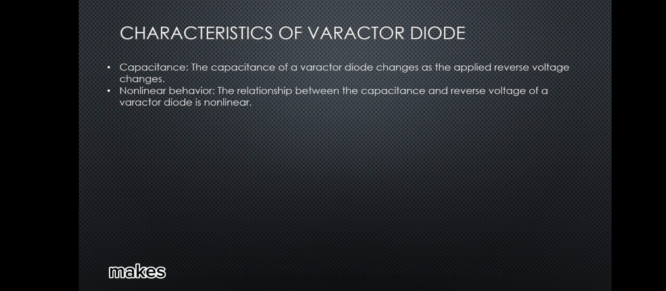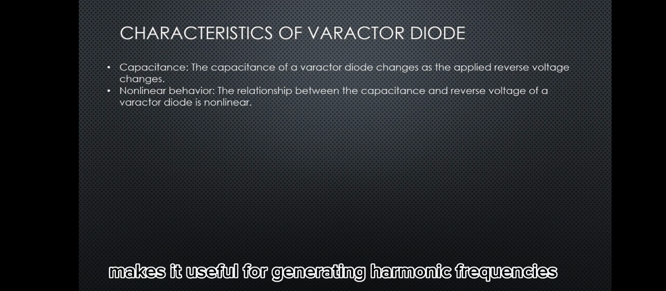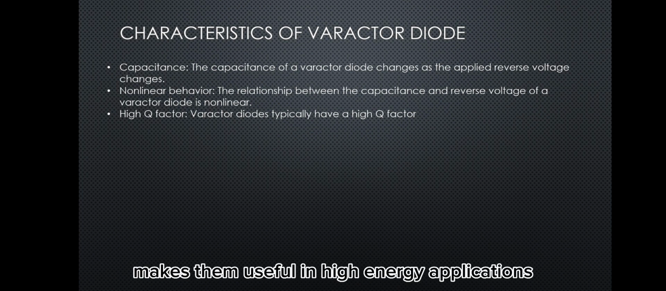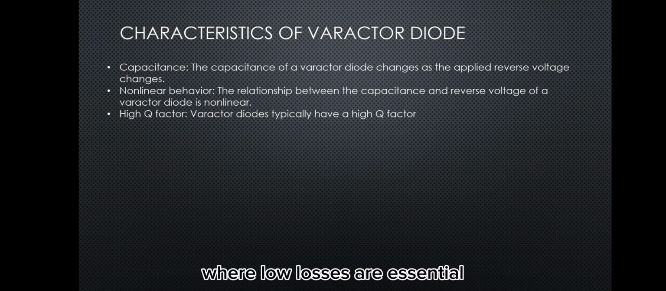Non-linear behavior. The relationship between the capacitance and reverse voltage of a Varactor diode is non-linear. This non-linearity makes it useful for generating harmonic frequencies and for mixing signals. High Q factor. Varactor diodes typically have a high Q factor, which means that they have a high level of energy storage and a low level of energy loss. This high Q factor makes them useful in high energy applications where low losses are essential.